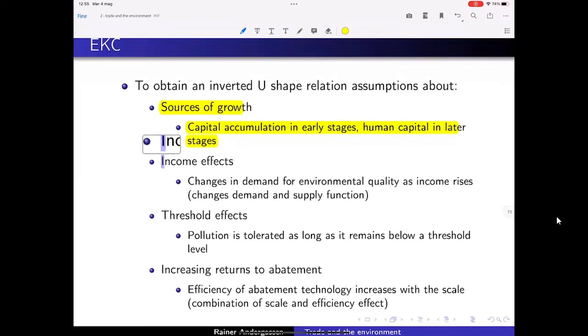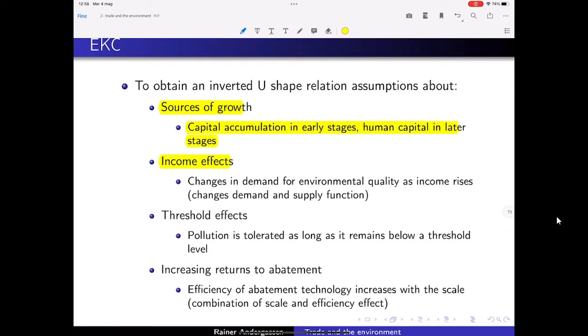But then there are also other theories in addition to these income effects. Changes in demand for environmental quality as income rises. If you are a poor country, then you're only worried about bringing food to the table rather than caring about the environment. But then the richer you get, the stronger your taste for environmental quality gets, so you're more worried about it.